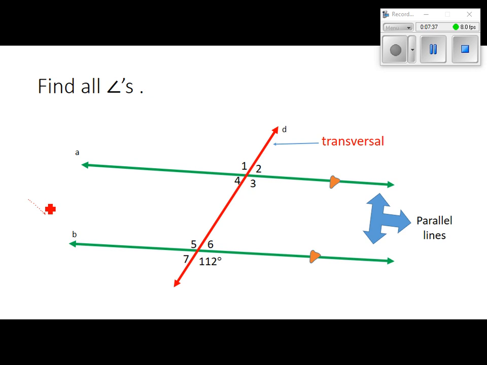Tell me an angle we know in this picture. Angle 5, what is it? 112. That's the easiest one to pick out probably, right? Because they're vertical angles. Tell me another angle we know. Angle 1. What do you know about angle 1? It's alternate exterior with this one. It's 112, so it has to also be 112 because alternate exterior angles have to be congruent. Tell me another one. Angle 3, what is it? It's 112.